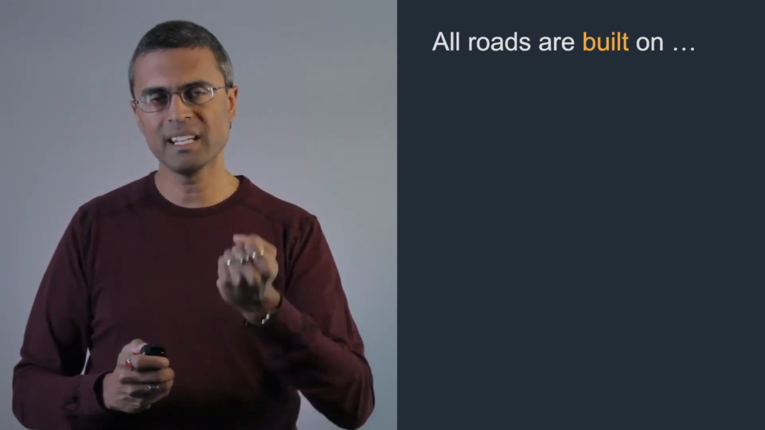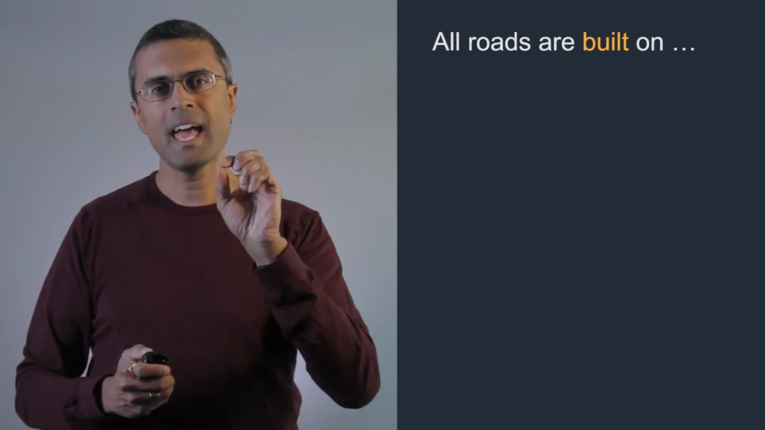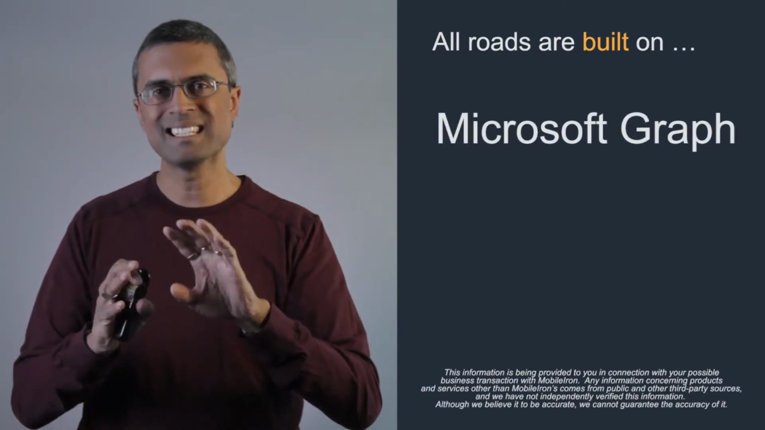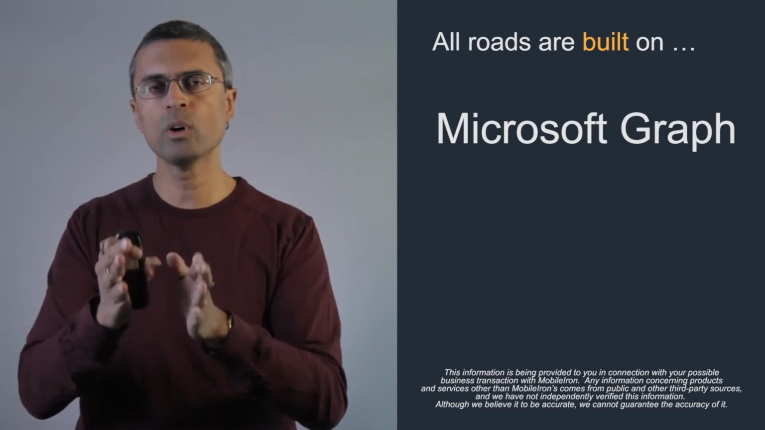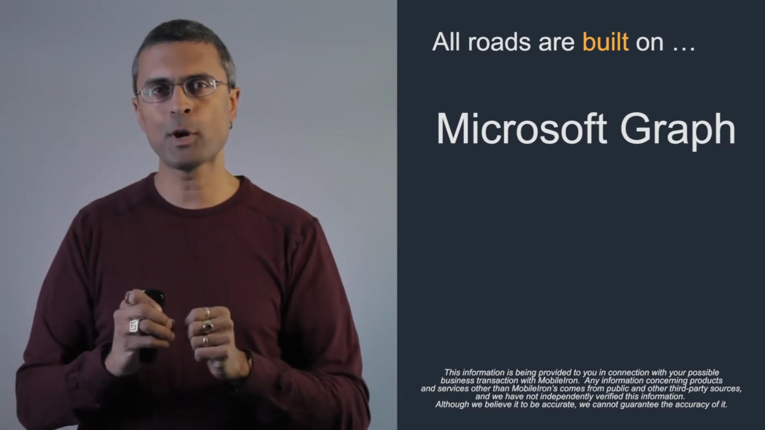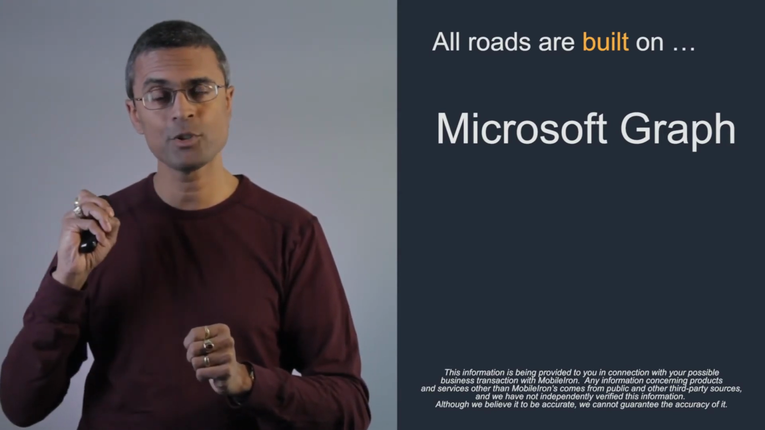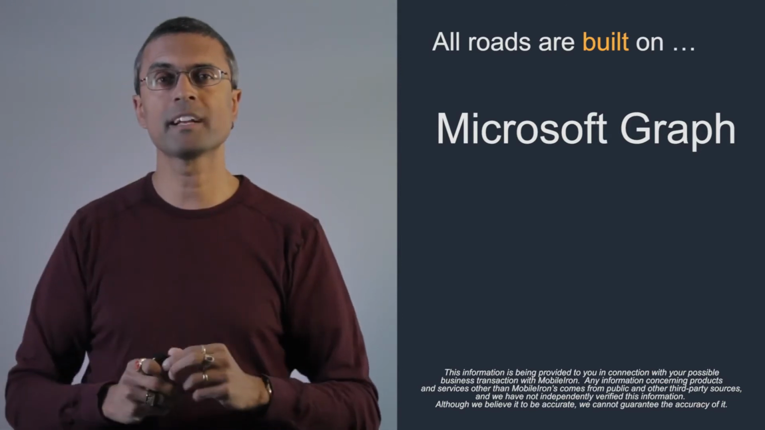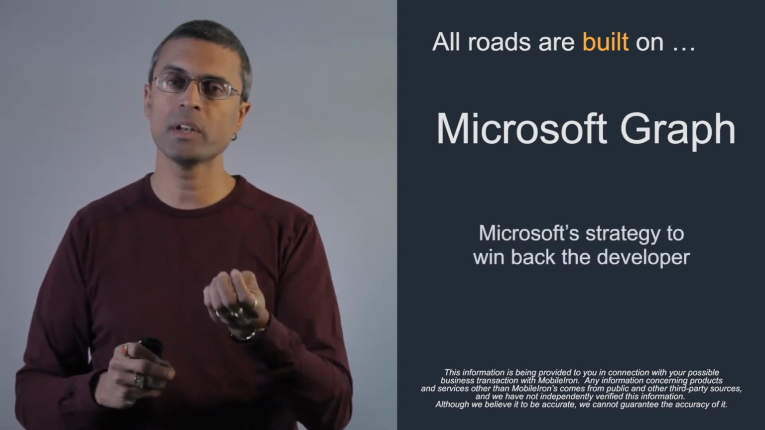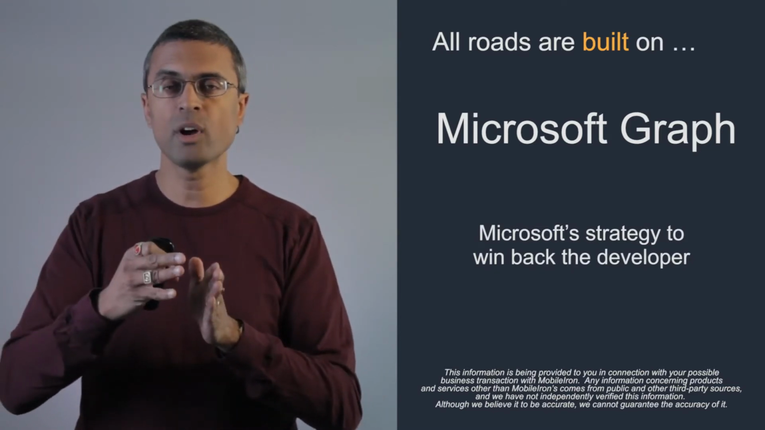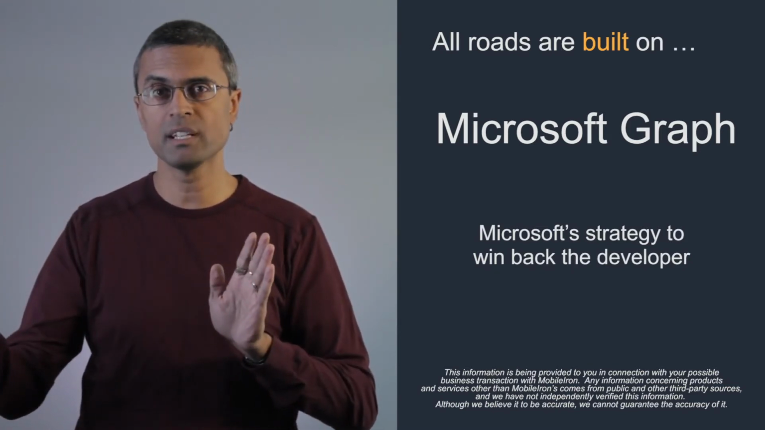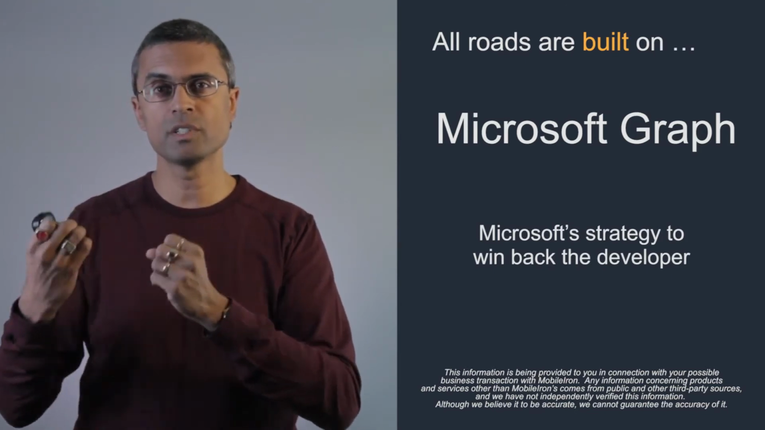Azure Active Directory is the centerpiece and control point, and Microsoft Graph is the mechanism to be able to bring the developers back in. So all roads are built on Microsoft Graph. They lead to Azure, they start with Azure Active Directory, they're built on Microsoft Graph. So this is their strategy to win back the developer, and this is the set of APIs that sit in front of all the different Azure services so that developers can use those services effectively.